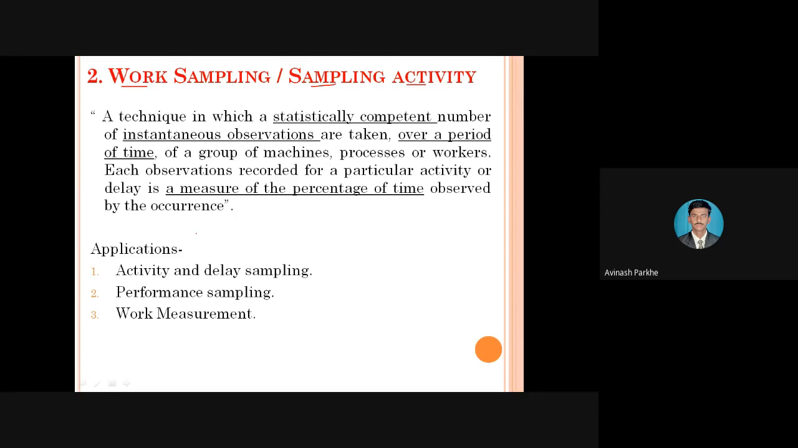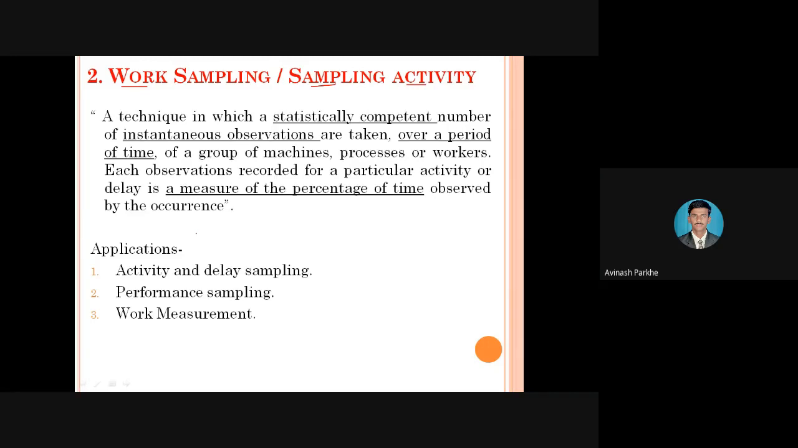In that, a number of observations are made in the production department, and from those observations we have to identify in how much percentage machines are working, in how much percentage men or operators are working. Similarly, in how much percentage the machines are in idle condition, and in how much percentage your operators, workers or men are in idle condition. And from that, finally, we can say how much time is required to complete that particular task.